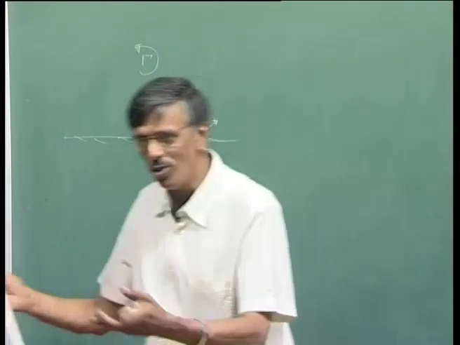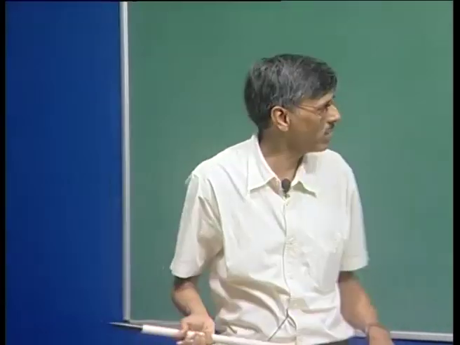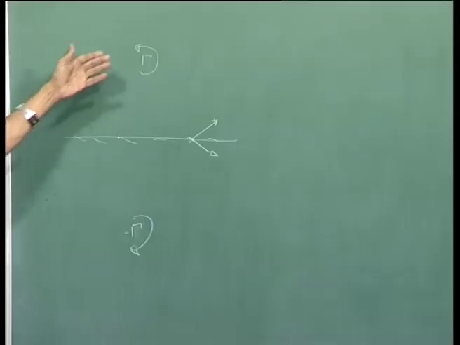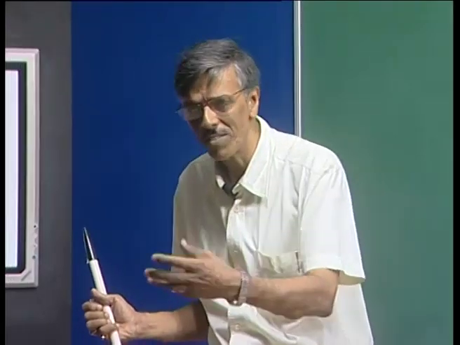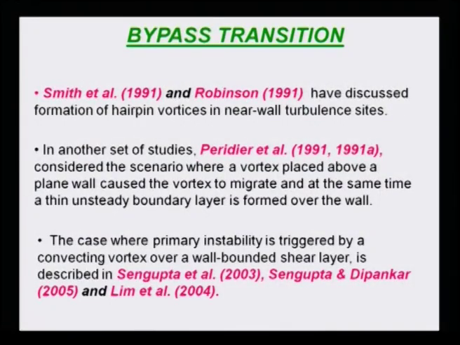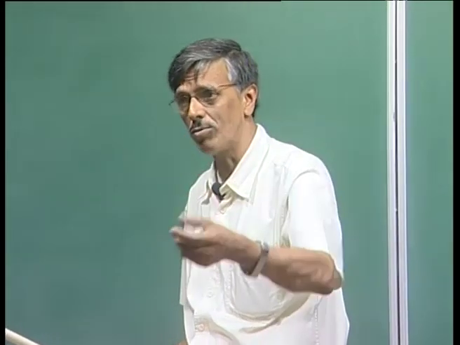So you start with no flow, just simply put in a vortex, a singularity, and you start seeing this vortex translating. And once this vortex starts translating, that would also be something like the complementary flow, where the vortex is stationary but there is a flow inside, isn't it? So it's a similar problem to what we are proposing here too. This was investigated by Perridier, Smith, and Walker in a couple of papers in the Journal of Fluid Mechanics. The vortex was placed above a plane wall, which caused the vortex to migrate, and at the same time a thin unsteady boundary layer was formed. Right? So it will immediately start forming a boundary layer.